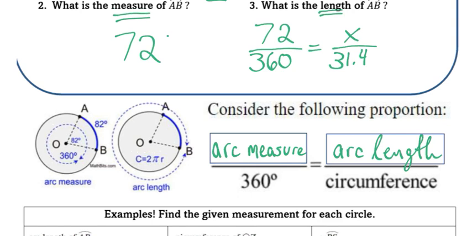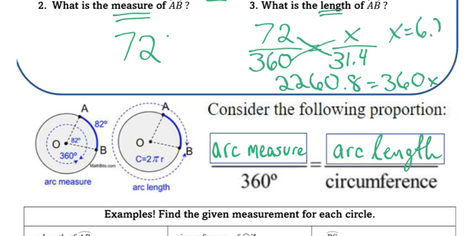So we're going to cross multiply and solve for that x. So we'll multiply 72 times 31.4, which would give me 2,260.8. And then we cross multiply here also, 360 times x. And then we'll divide by that 360 to give us that x is 6.28. Always make sure that that really makes sense. It can't be bigger than 31.4 because that's the total circumference.